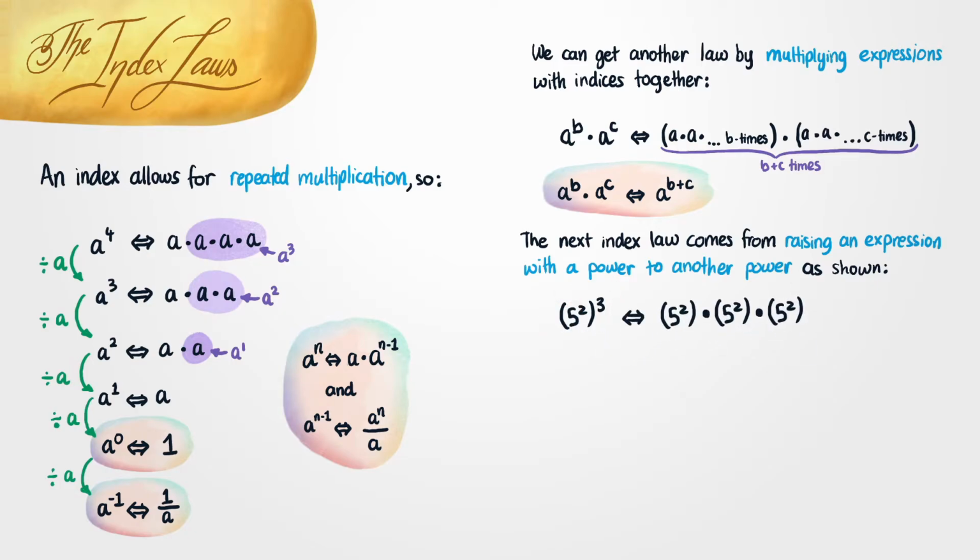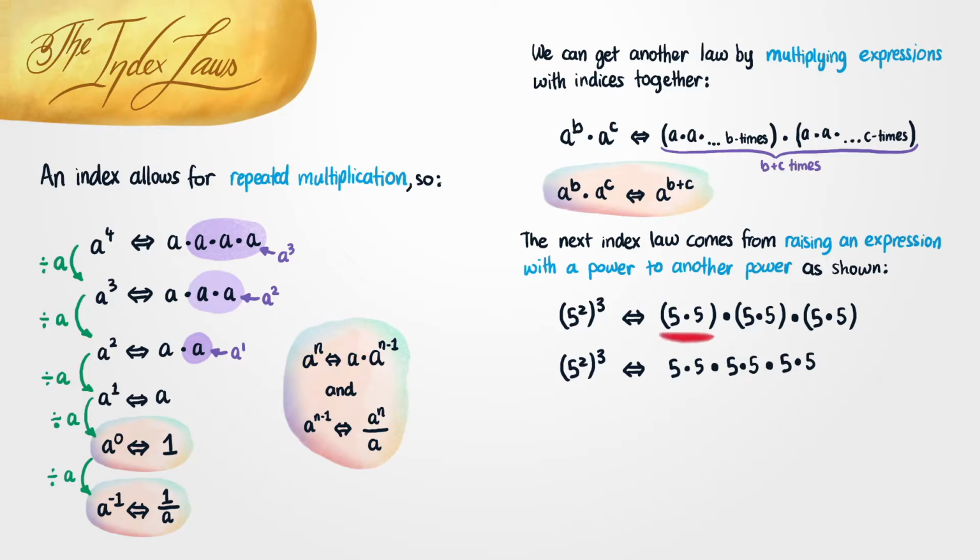Okay, so here we have 5 squared times 5 squared times 5 squared. So in this case, we can actually simplify this further. We know that 5 squared is the same thing as 5 times 5. So I can replace this in all 3 of these brackets. In this example over here, just like we saw in the last example, these brackets are serving no purpose. So we can go ahead and get rid of them as well.